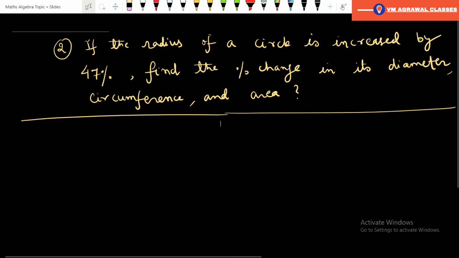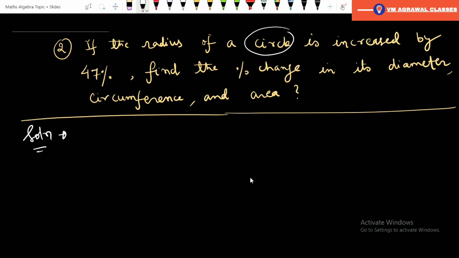So question number 2 is: if the radius of a circle is increased by 47%, find the percentage change in its diameter, circumference, and area. So first of all, you should know the formula of diameter, circumference, and area of the circle. The radius is increased by 47%, so there is only one variable.